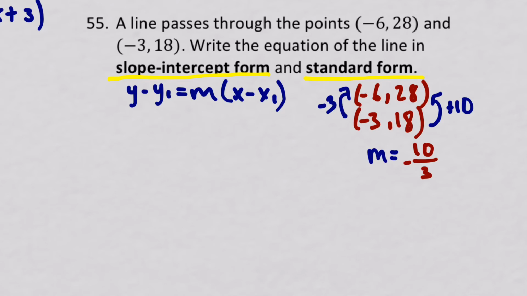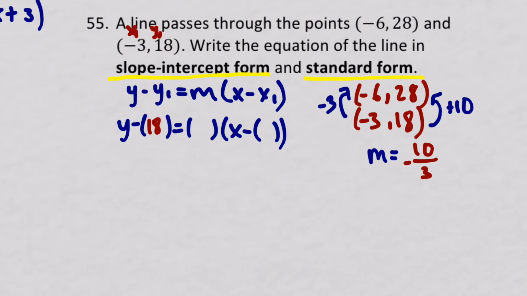Next, you need to choose a point. Doesn't matter which one you use. You have two to choose from. I'm going to use negative 3, 18. So I'm going to call negative 3, 18 x sub 1, y sub 1. And so I'm going to use these two numbers and then the slope, and substitute them into the equation. So I will have this. Y minus y sub 1 equals m times x minus x sub 1. In each one of those, I'm going to substitute in my correct numbers. So y sub 1 is 18. So 18 right here.